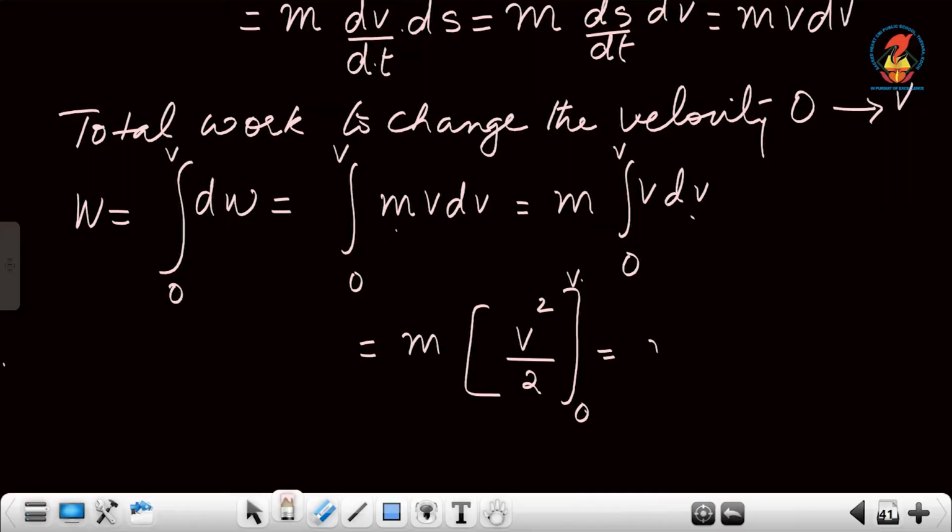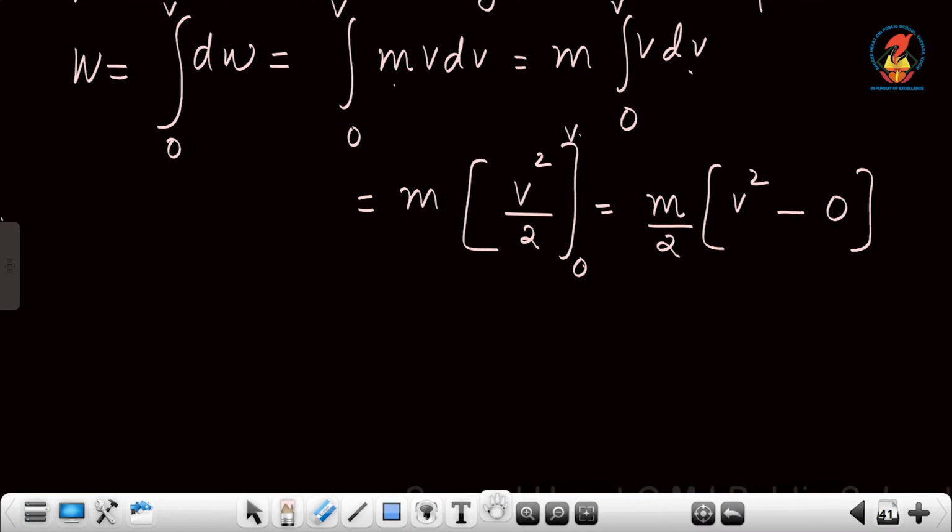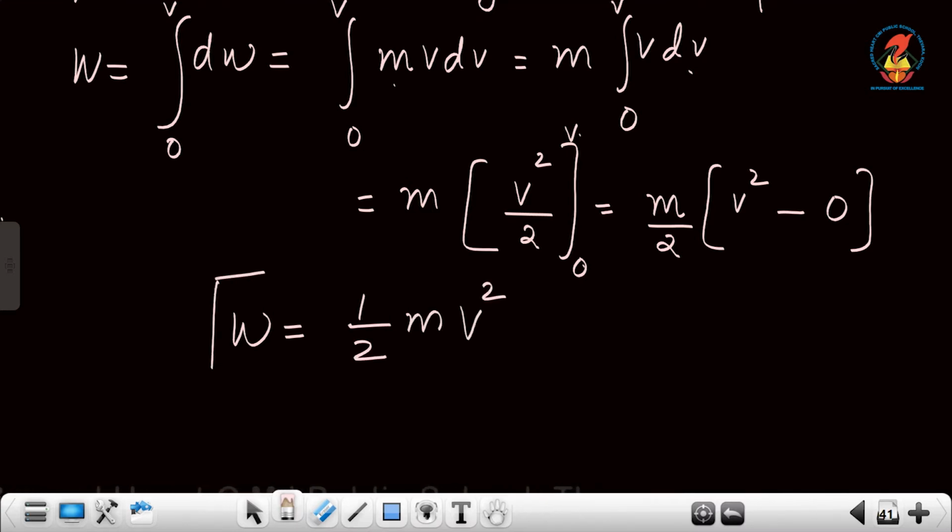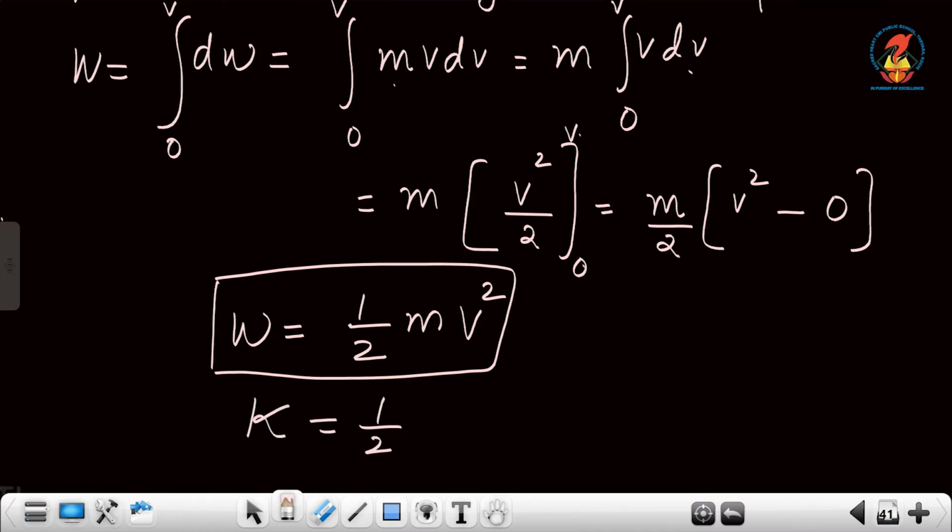So this is equal to m into upper limit, that is again we have written it as v itself, minus lower limit. So at the end we can write the work done as W is equal to half m v square. So this work done is equal to what? It is equal to the kinetic energy of the body. So we can write kinetic energy, denoted by K, is equal to half m v square. So the kinetic energy of the body is half m v square.